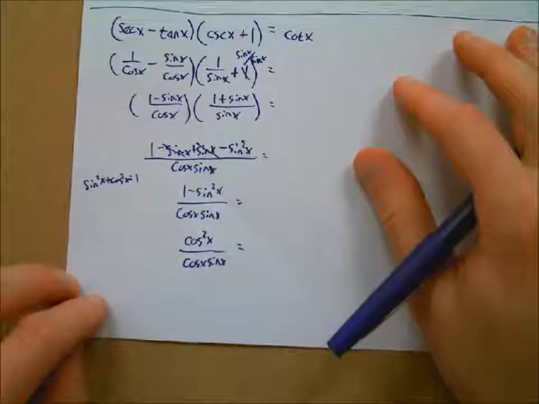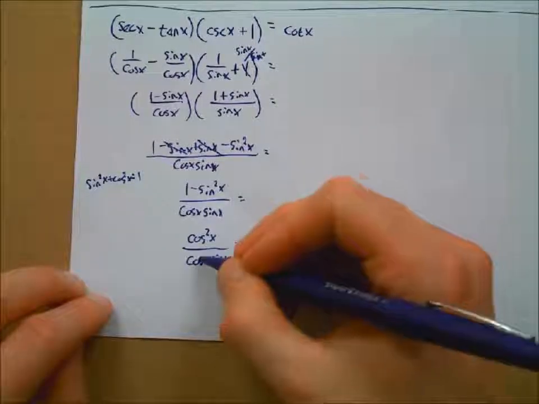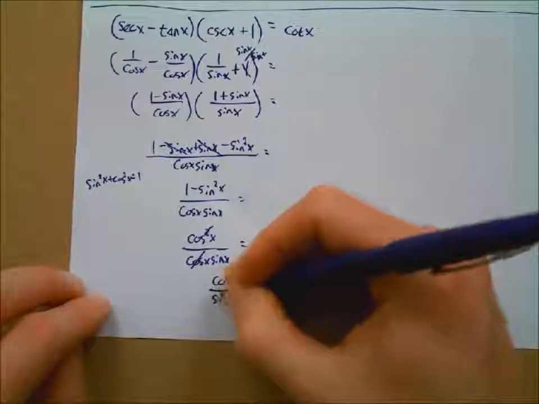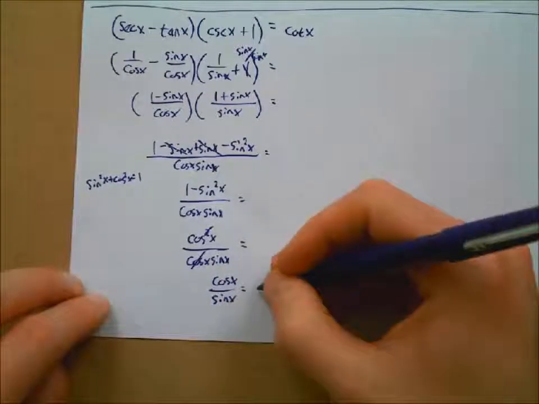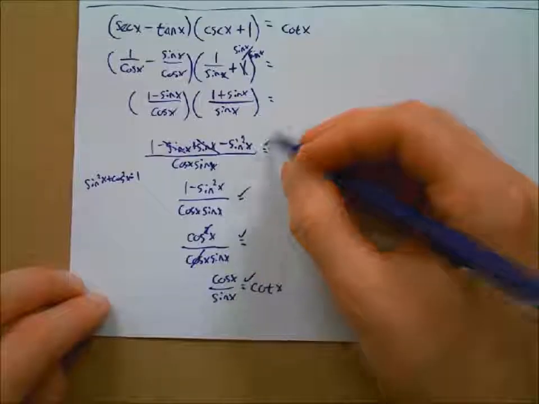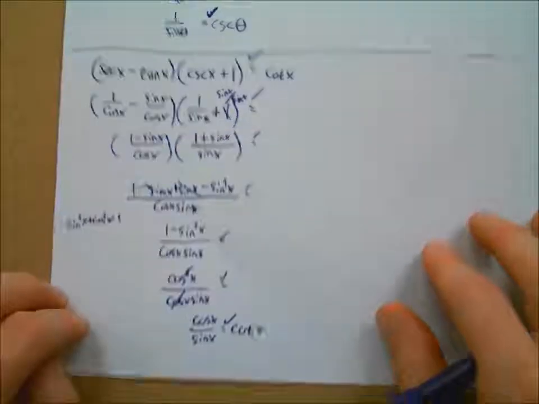And now what can we do? Now that it's cosine squared, what can we do? Cancel out a cosine, right? And we've got cosine in the numerator and a sine in the denominator, which is equal to cotangent x. Check. Okay. That's pretty neat.